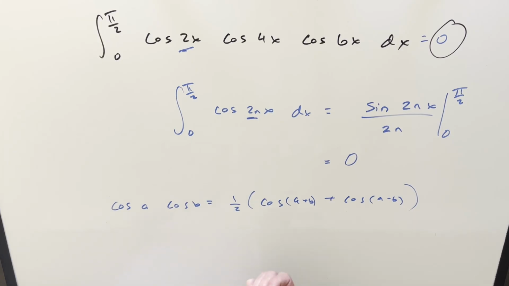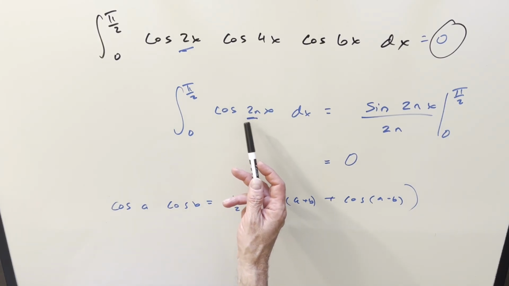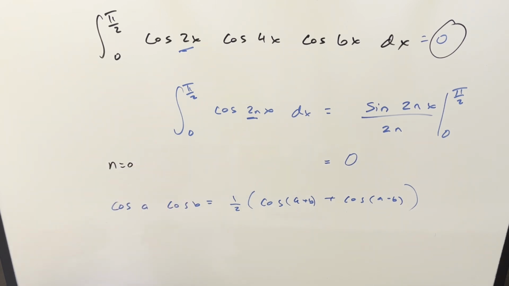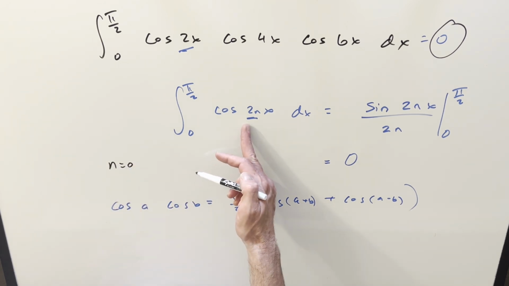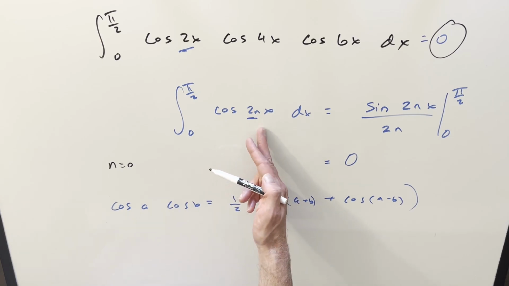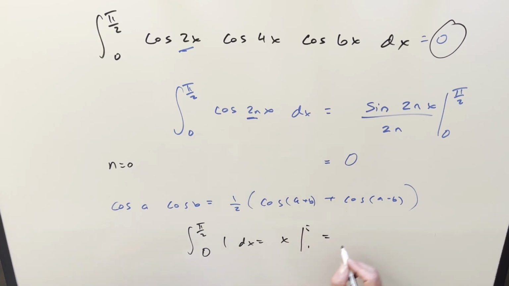But there is one little thing we need to check on this. We're not worried about negative n, right? Because cosine's an even function, but what happens when n equals 0? Well, if we do that, then the 0 is going to zero out everything. So we're going to have cosine 0, which is just 1. Now we're going to be integrating 1 from 0 to pi over 2. You integrate that, and what you're going to get is just pi over 2.